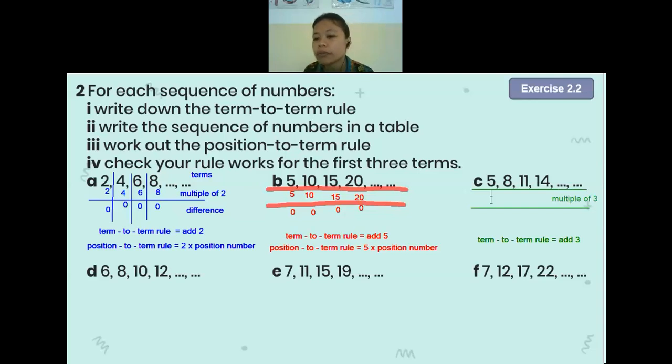So, what are the multiples of 3? Anyone want to help me make a list of multiples of 3? 3, after that is 6, okay, after that 9 and 12. Okay, anyone get confused so far? The difference is 2 for all.